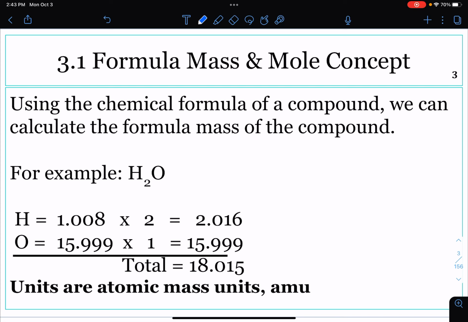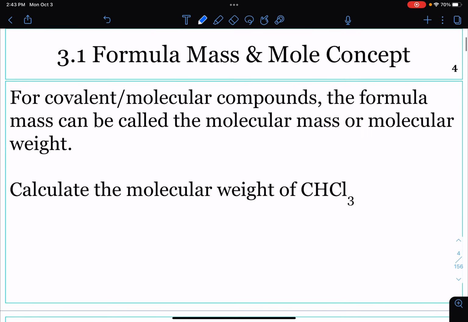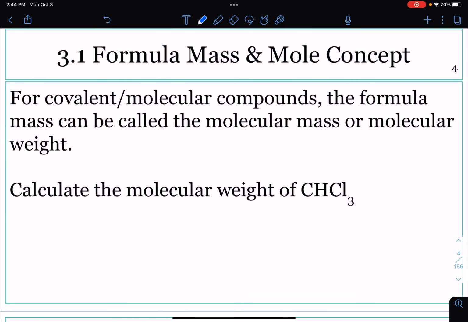So let's take water as an example. We have 2 hydrogen atoms and 1 oxygen atom. Add the mass of 2 hydrogens to the mass of 1 oxygen atom to get a total mass of 18.015 for 1 water molecule. The unit is AMU, or atomic mass units. For a covalent or molecular compound, the mass is called the molecular mass or molecular weight.